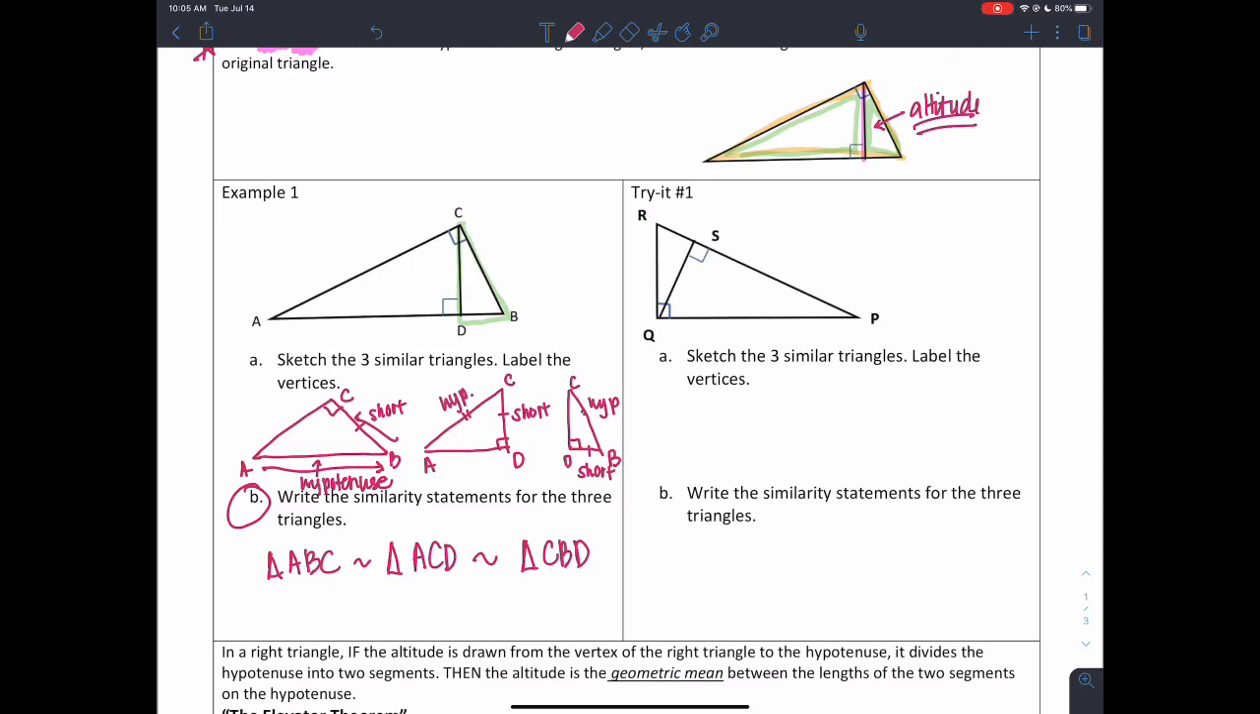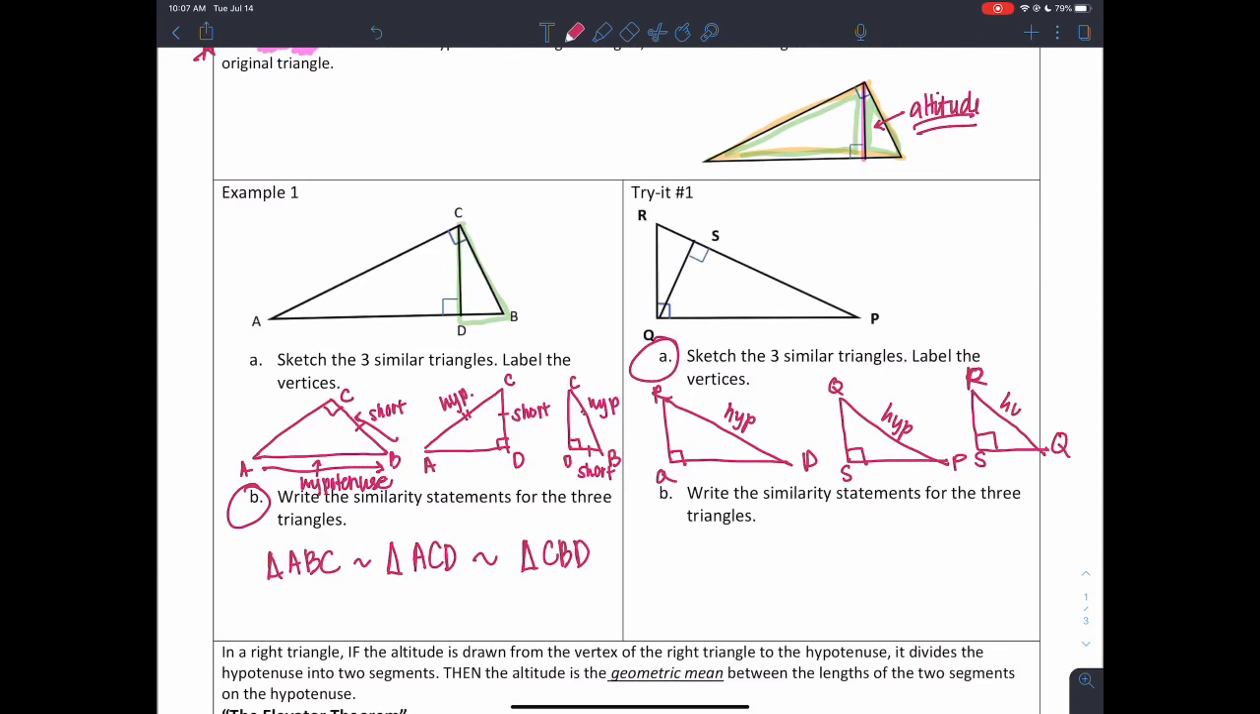All right, now I'd like you to try it. So look at triangle QRP, sketch the 3 similar triangles, label the angles. Here I've drawn the 3 similar triangles. Now let's just label them a bit. So this would be the hypotenuse for all of them, and then we'll label the short side as well. Short side for the first one is RQ. Short side of the second one is QS. And short side of the third triangle is RS.